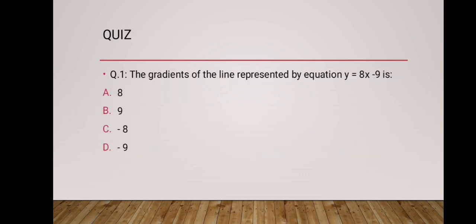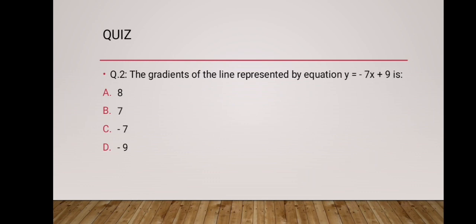Now here we have a short quiz. Let's go for that. In question number 1, the gradient of the line represented by the equation y is equal to 8x minus 9 is, and you have to select the right option from the given options. Four options are given there. As you know, the gradient is always the coefficient of the variable x, so the gradient is going to be 8. So option A is the correct option for this question.